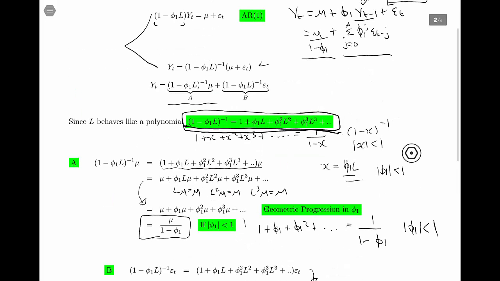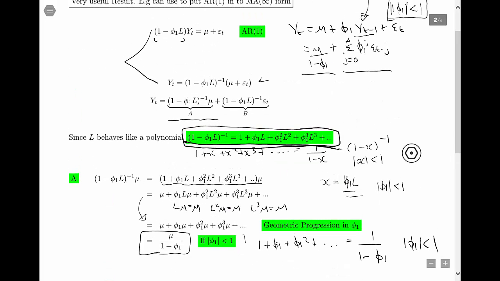So again, treating L as if it was a polynomial, we divided both sides by this to get to here. These two things are equal to each other. This is just the AR1, and we're showing it's equivalent to this term here, treating L as if it was a polynomial. And this here is a general result. You don't need to be able to prove that L behaves as if it satisfies the usual algebraic laws, i.e. we can multiply and divide, etc., and use results like the geometric progression.